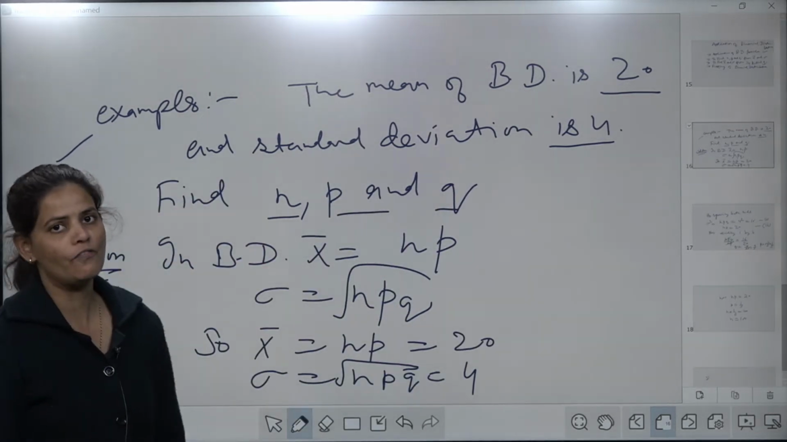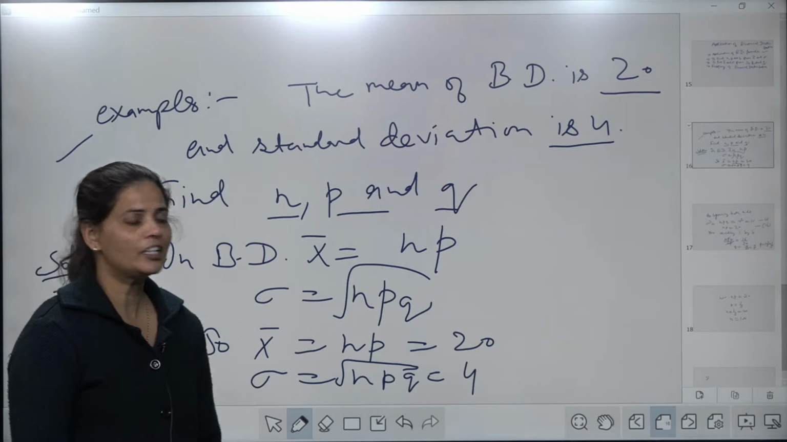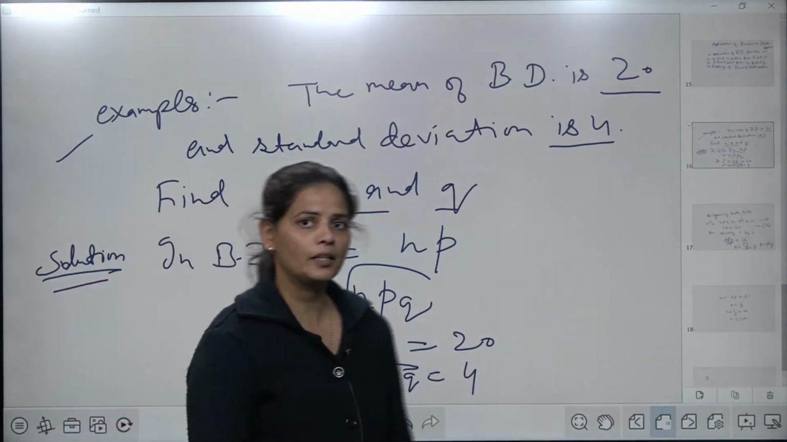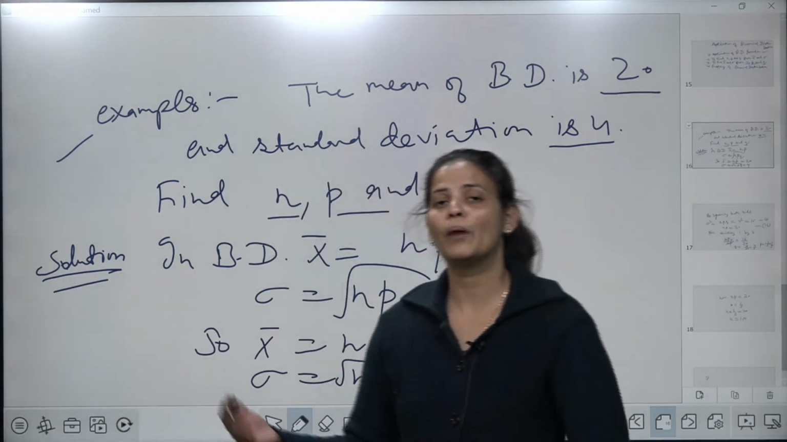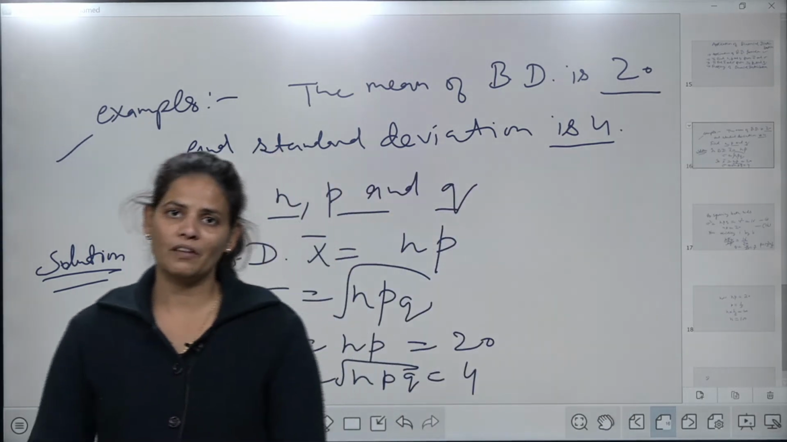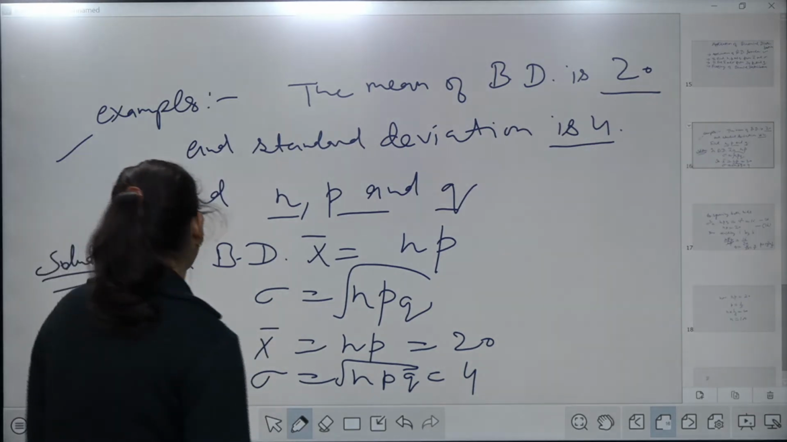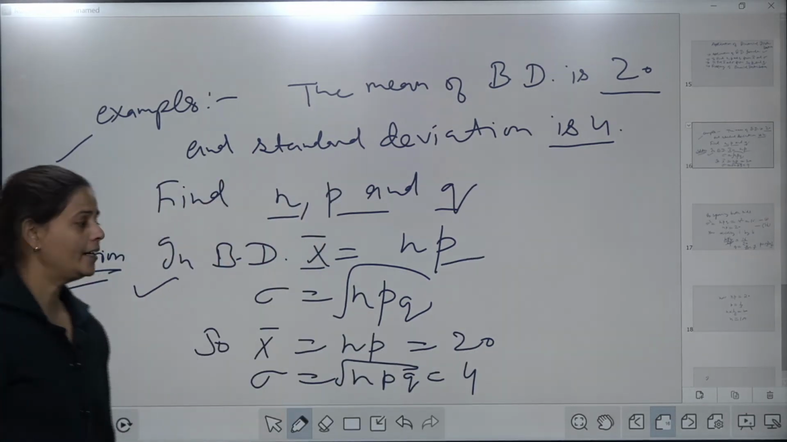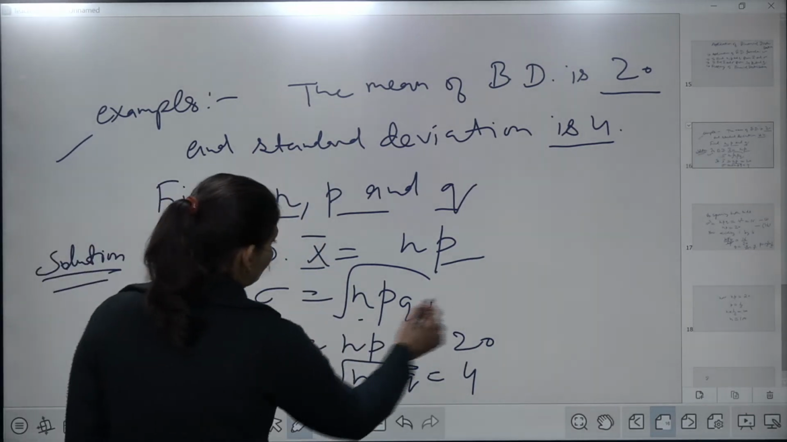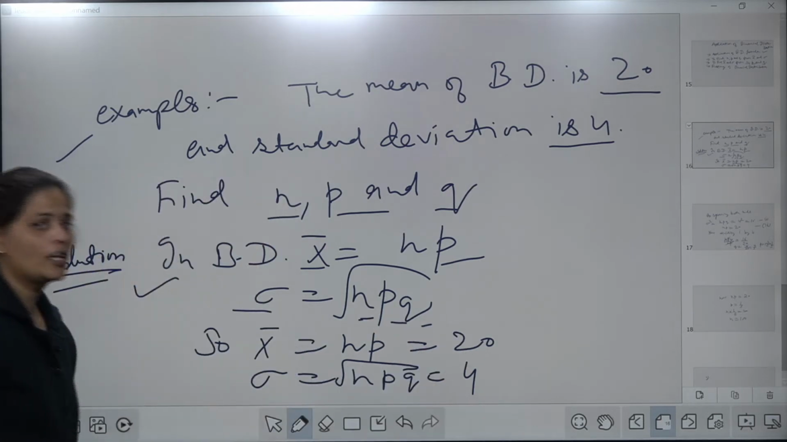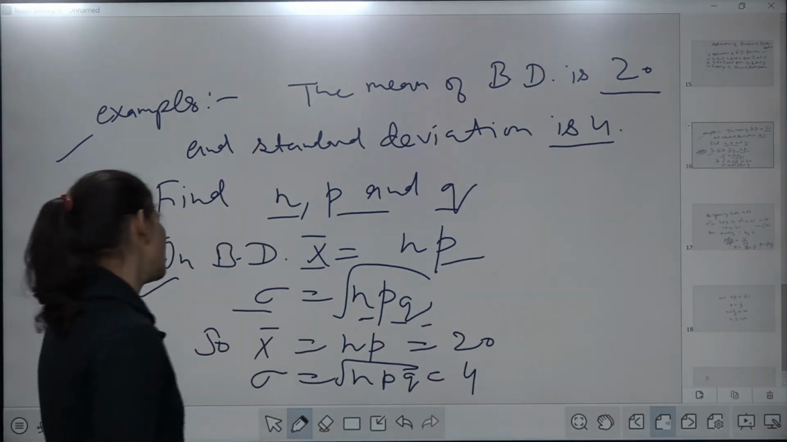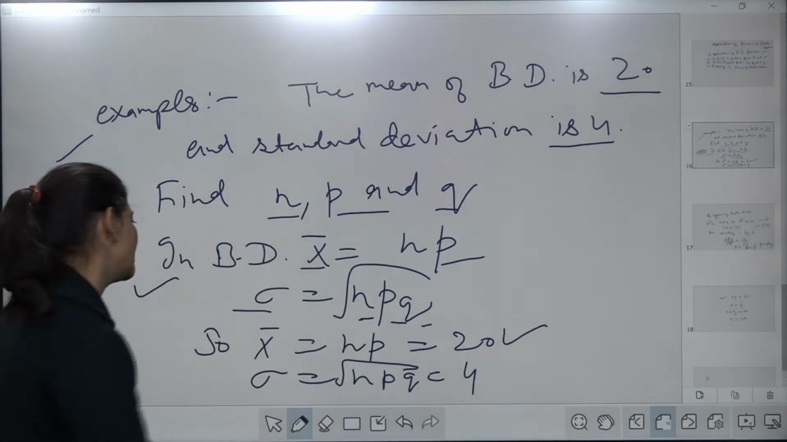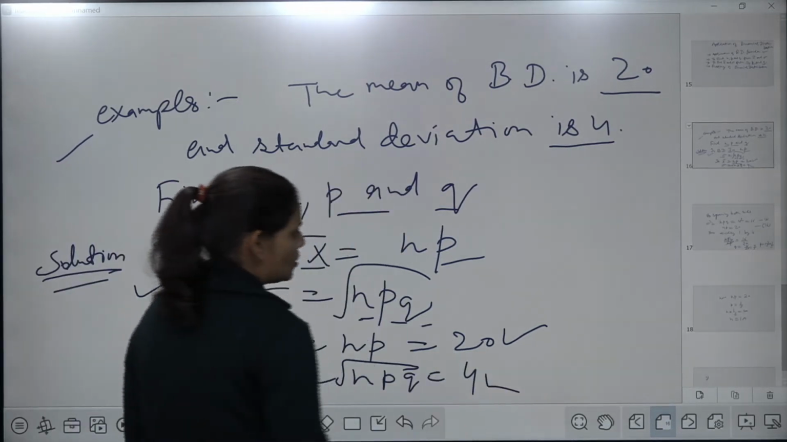We have to find the value of n, p and q when we are given the value of mean and standard deviation. So, let us see how we can calculate mean in binomial distribution, already discussed in the previous lecture, once again. In binomial distribution, x bar is equal to n into p, and standard deviation is square root of n, p and q, right. So, we are given these two values. x bar is 20, and standard deviation is 4. Now, come to the solution.